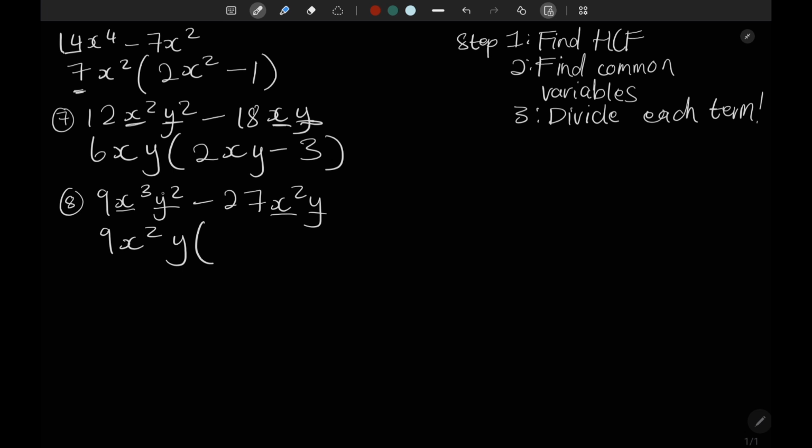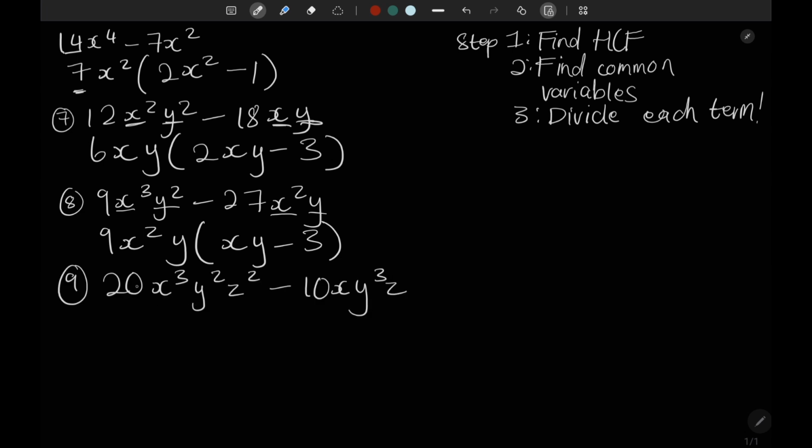You don't have to write down that 1. Now let's move to our variables. X cubed and x squared. 3 minus 2 is 1. So you can just write down your x. Y squared and y, 2 minus 1 is 1. So xy. Let's move to the second term. Negative 27 divided by 9 is negative 3. Let's move to our variables, x squared and x squared. 2 minus 2 is 0, so we have nothing. Y and y, 1 minus 1 is 0, so we have nothing. Therefore, your final answer is 9x squared y, xy minus 3.